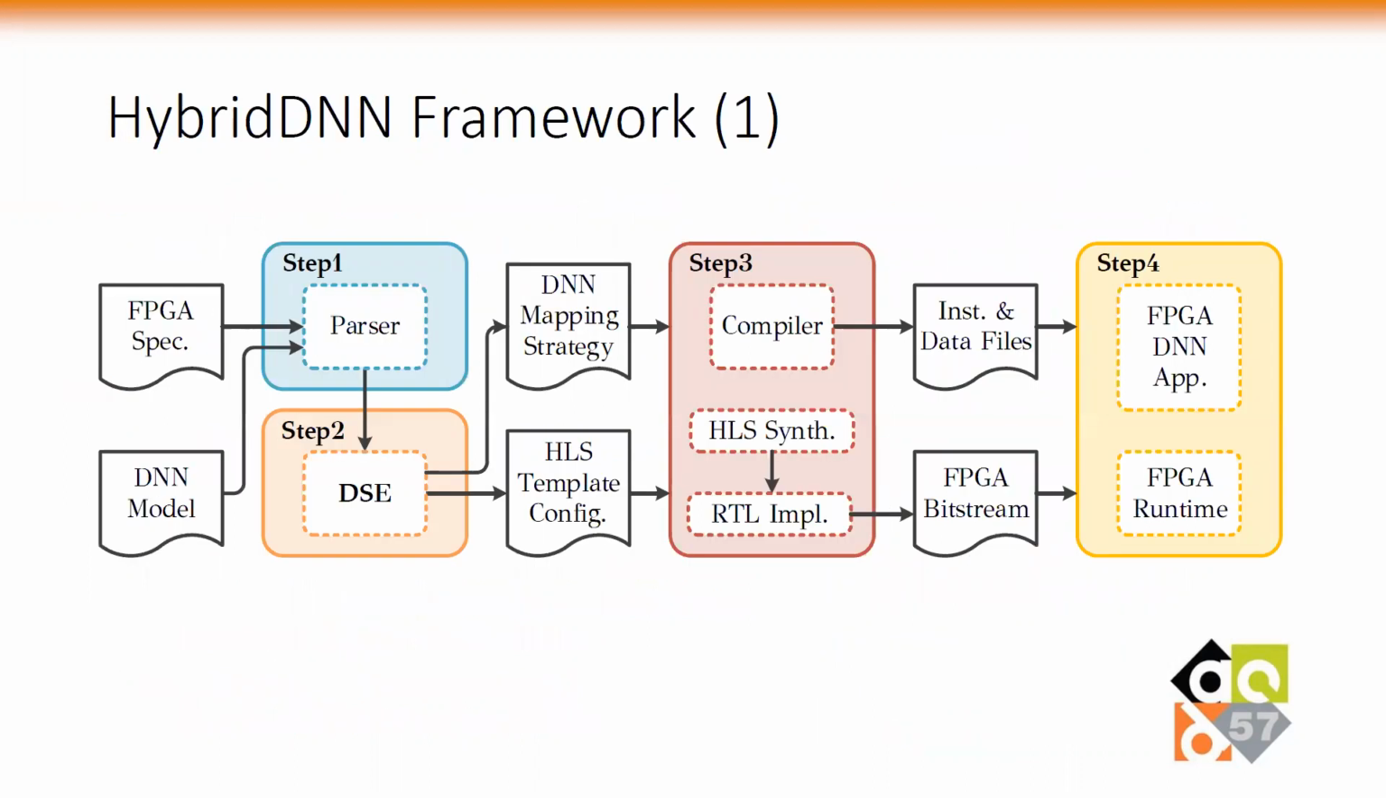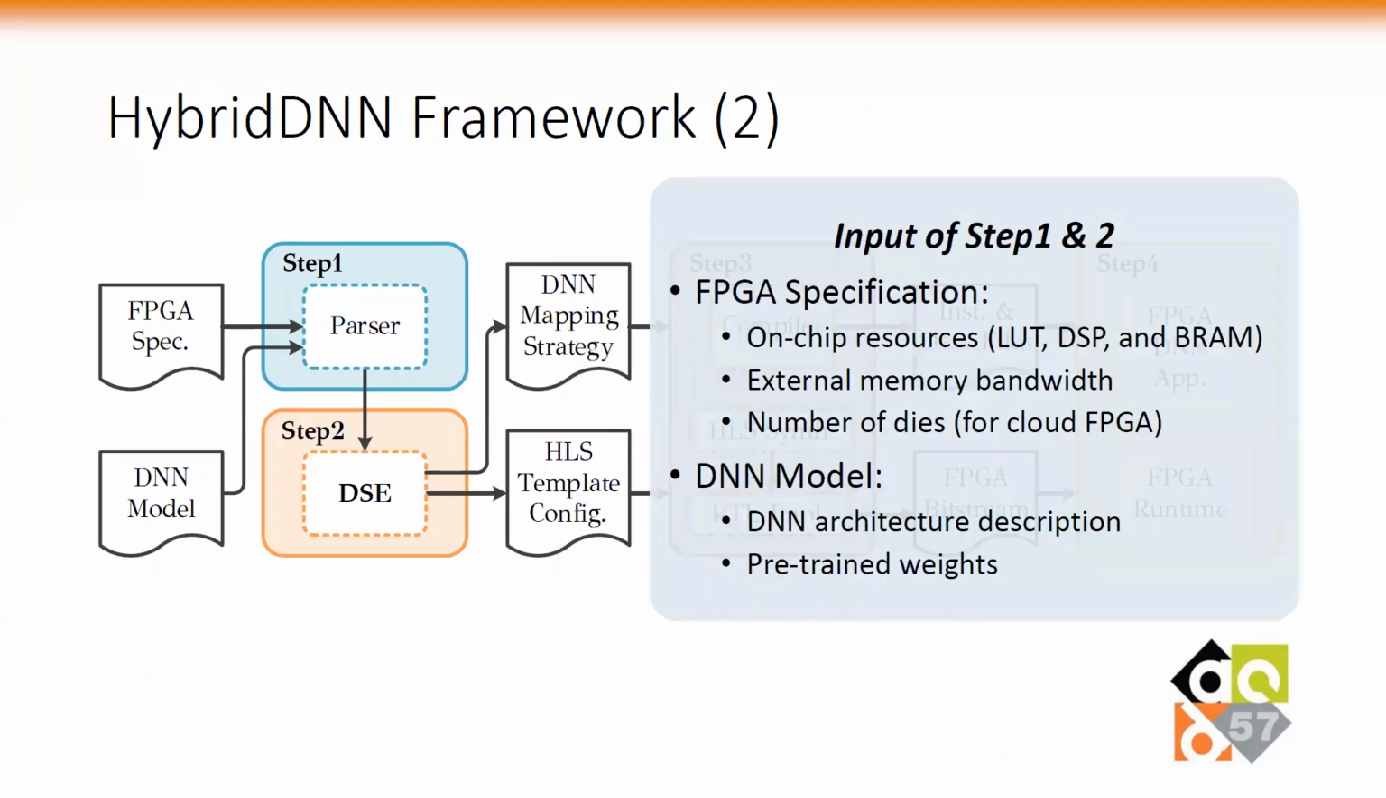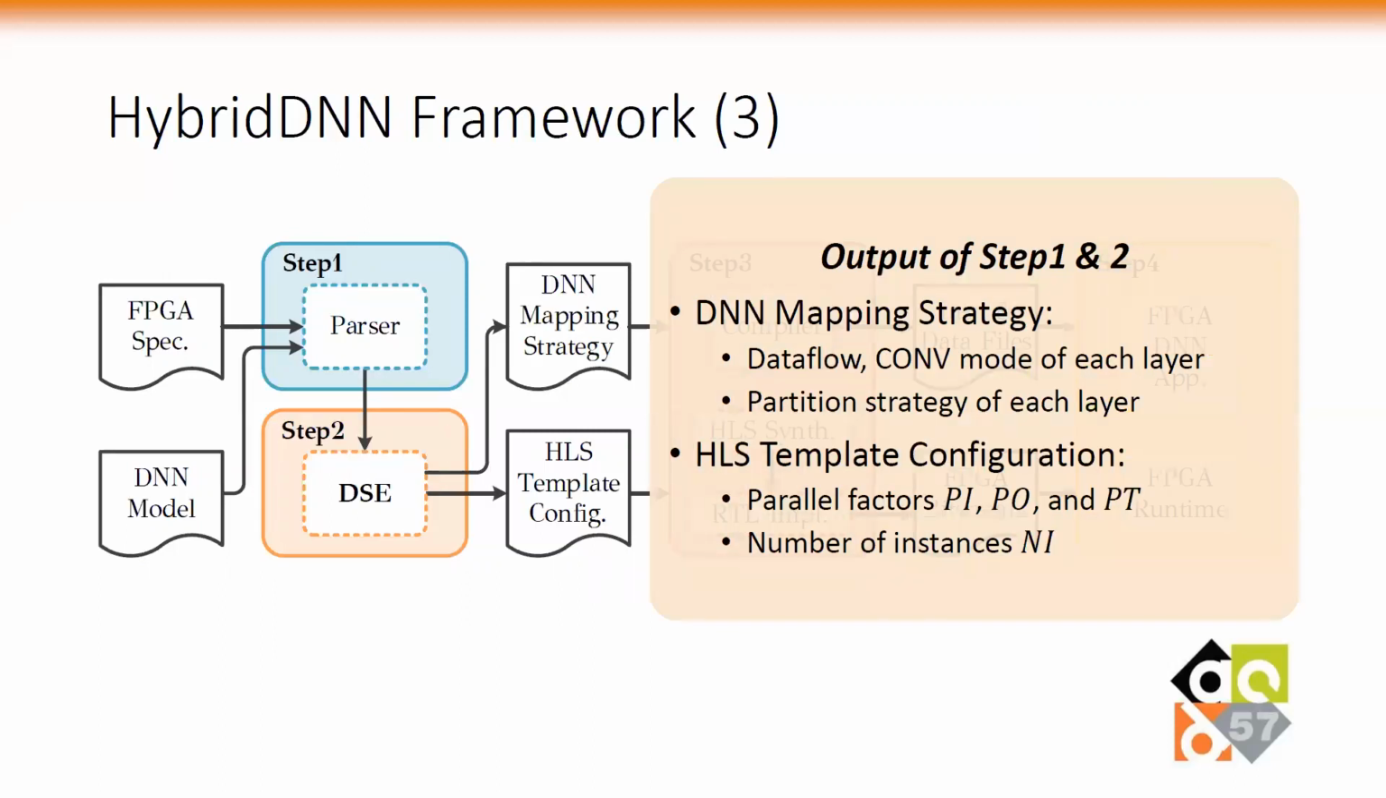To tackle these challenges, we propose the HybridDNN framework with 4 steps. The input of the HybridDNN framework is an FPGA specification and a pre-trained DNN model. After the DNN parsing and the design space exploration in step 1 and step 2, we generate the DNN mapping strategy and the HLS template configuration.